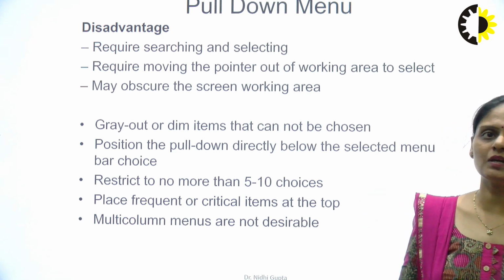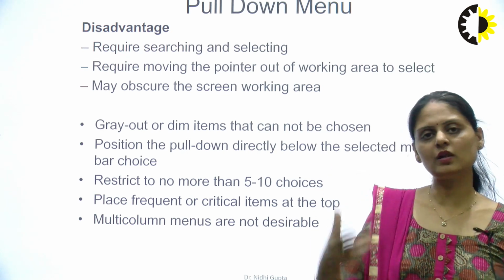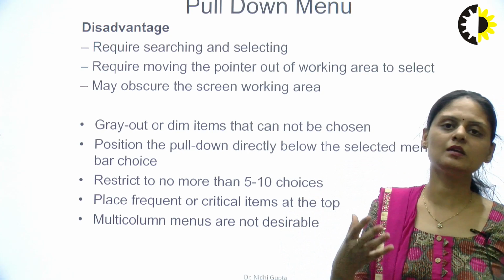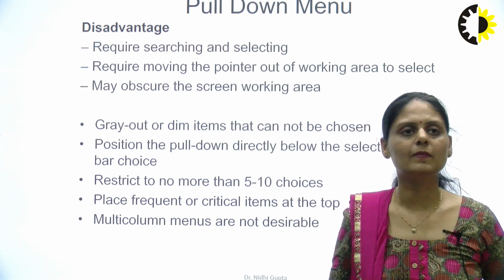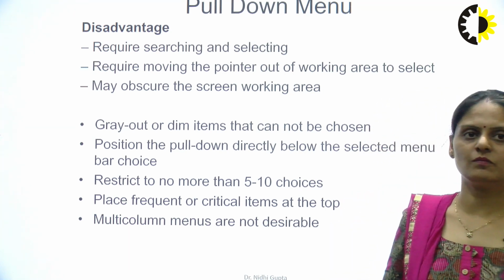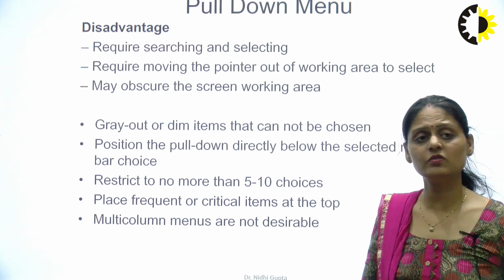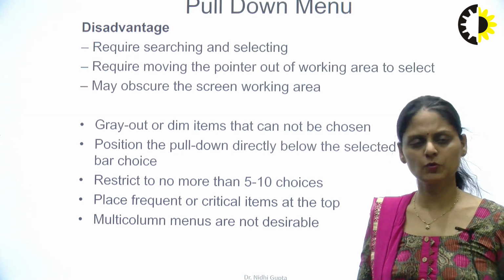They may obscure the screen working area as well, because whenever a menu appears, it will always appear in front of the existing text, in front of the working area only. So this is one of the problems. Position the pull down menu directly below the selected menu bar choice and restrict it to not more than 5 to 10 choices. Otherwise it would be complex.